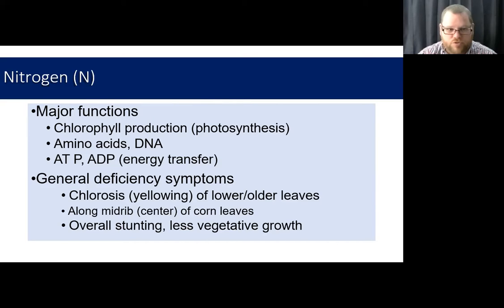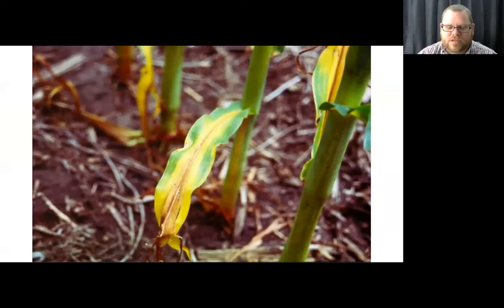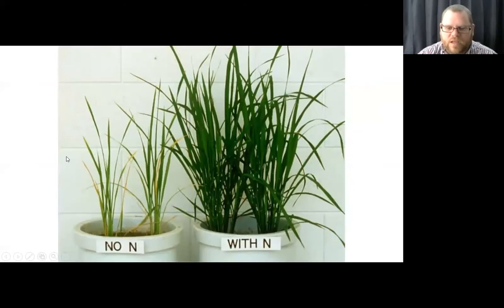Shoots, roots, and fruits. So here's a picture of nitrogen deficiency. You notice the striping and where it occurs. It's in the midrib first. Here's a comparison of no nitrogen added with nitrogen added, and obviously the shoot growth is much greater here and a lot darker green.